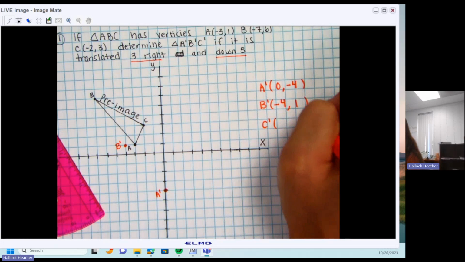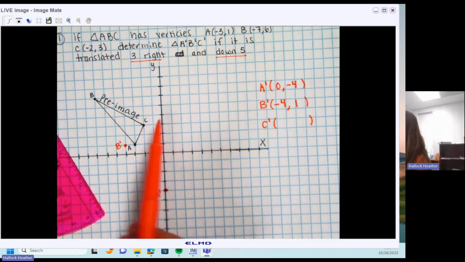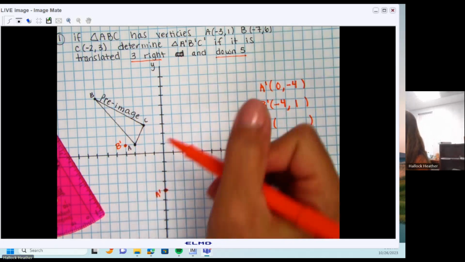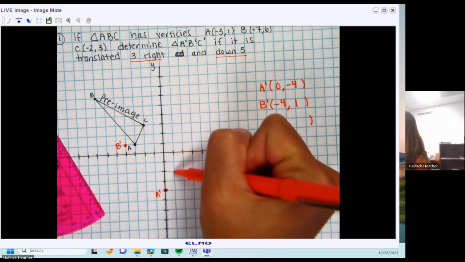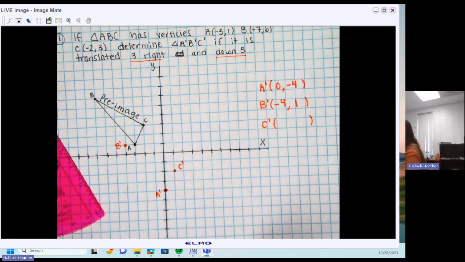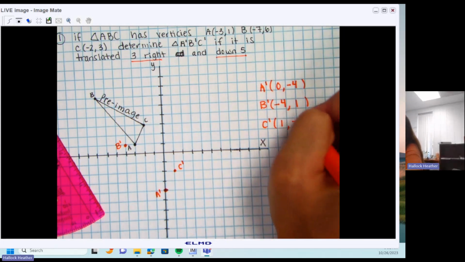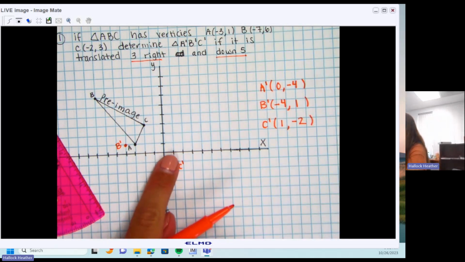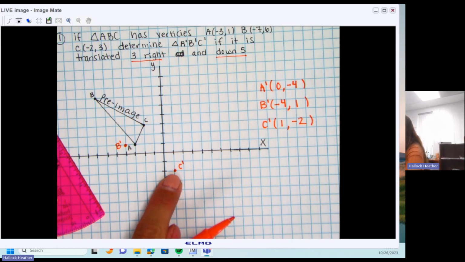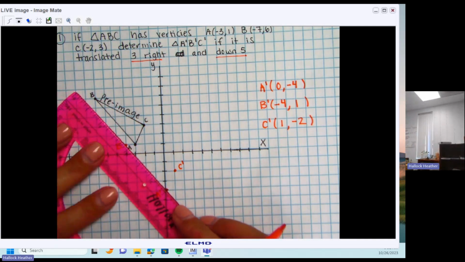Then I have to find C prime. I'm going to do the same thing. I'm going to take my original C. I'm going to move it 3 right, down 5. What is C prime's coordinate points? 1, comma, -2. So from the origin, you're technically going right 1, down 2. So C prime is at 1, -2. And then once I have my 3 new points, I'm going to connect them with my ruler to make it nice and pretty.